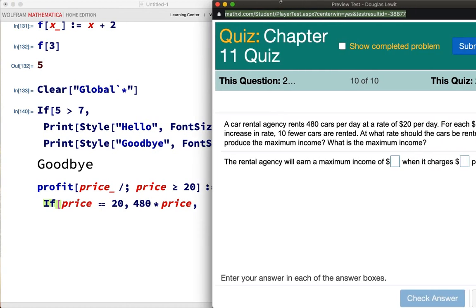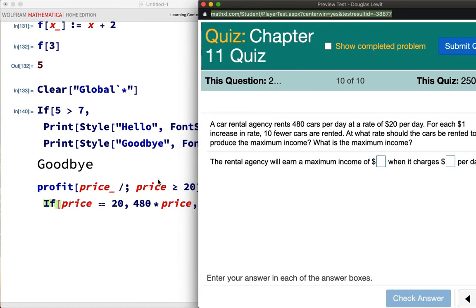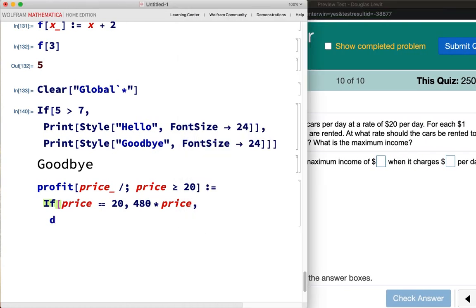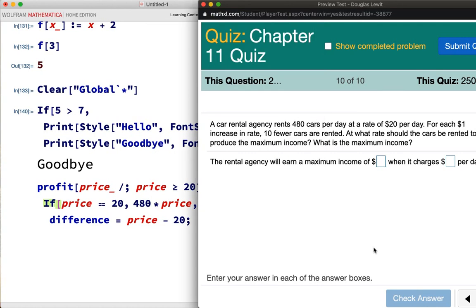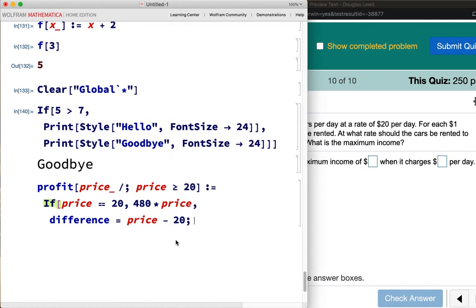for each $1 increase in rate, so again, my difference is going to be equal to price minus 20, semicolon, price minus the 20, okay, and this time I'm just dividing by 1. The ratio is actually the difference divided by 1. But if you divide by 1, the difference is going to be the same thing. The ratio is the same as the difference.